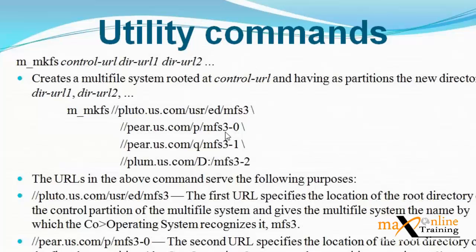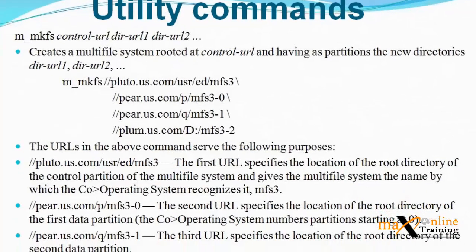So naming is up to us. There is no particular naming that we need to follow. We can do any other thing. Since it is a three-way MFS system, just using the MFS3 and then MFS3 0 for the first partition, 3 1 for the second, and 3 2 for the third partition. And you can see that the data partitions reside in different servers. So it creates a multi-file system rooted at the control URL and having data partitions in the new directories in different servers. File needs to be present beforehand.